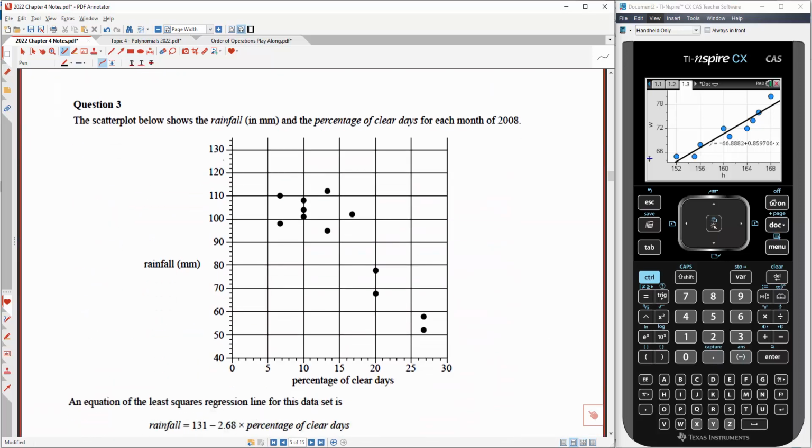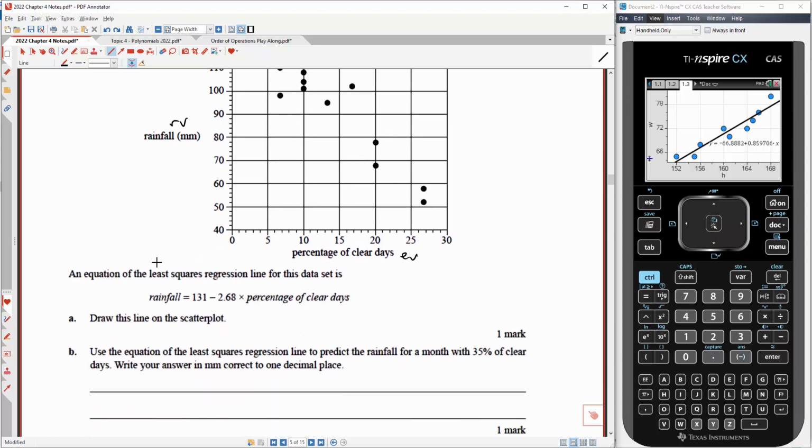The scatter plot below shows the rainfall in millimeters and the percentage of clear days for each month of 2008. So we've got the EV here, the RV here. The equation of the least squares regression line for this data set is this. Now, what we'll note is that the line of best fit is going to look something like this. If I was to draw it by sight, I could imagine it might be something like that going through the points. But that's not exact, and we need to use this equation to actually plot the line. All right, so here's how it works. Draw this line on the scatter plot.